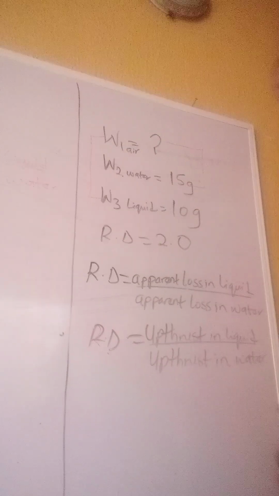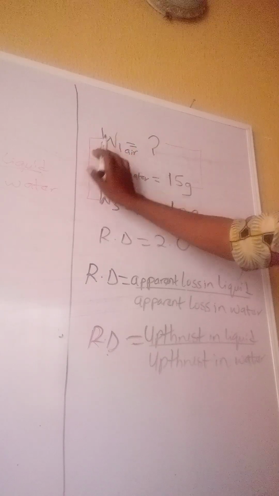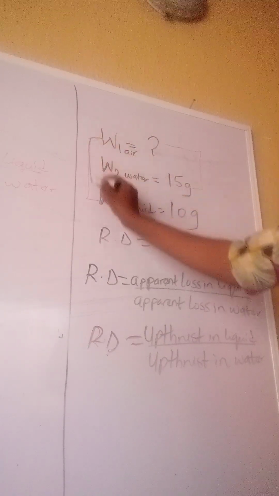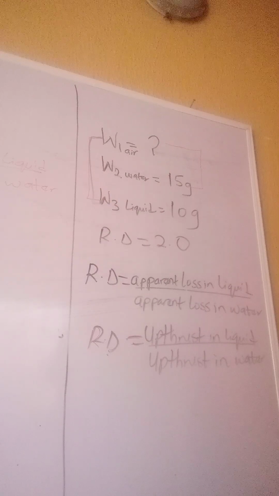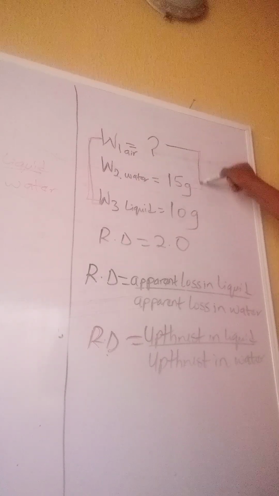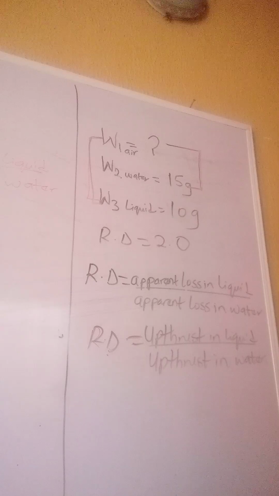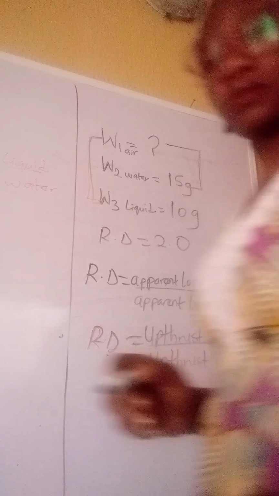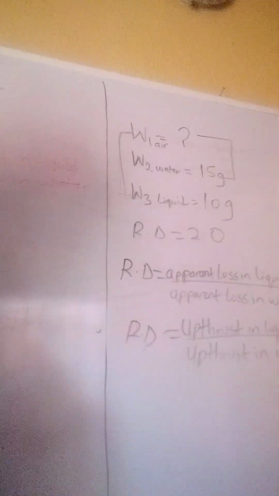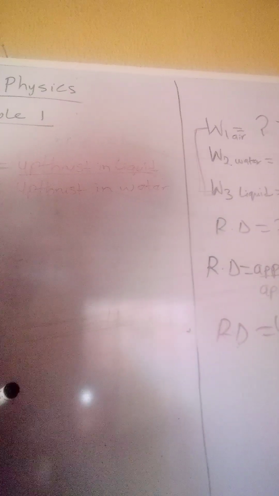You're not seeing this red marker. Okay, let me use this. I said for upthrust in liquid, it's going to be W1 minus W3. Okay? And then for upthrust in water, it's going to be W1 minus W2. Okay? So now, let's do this together.